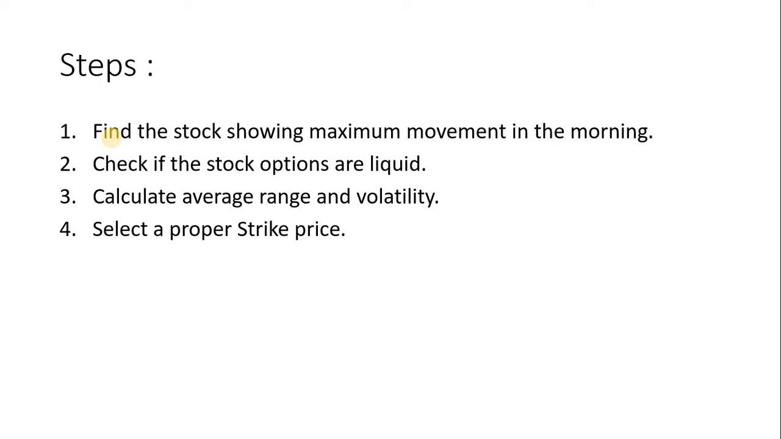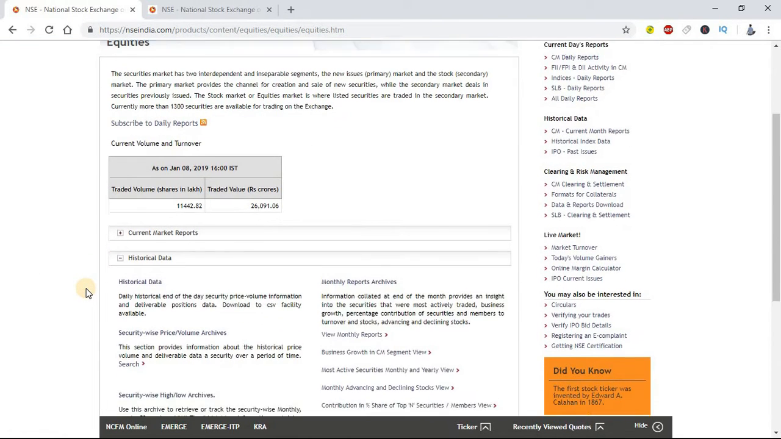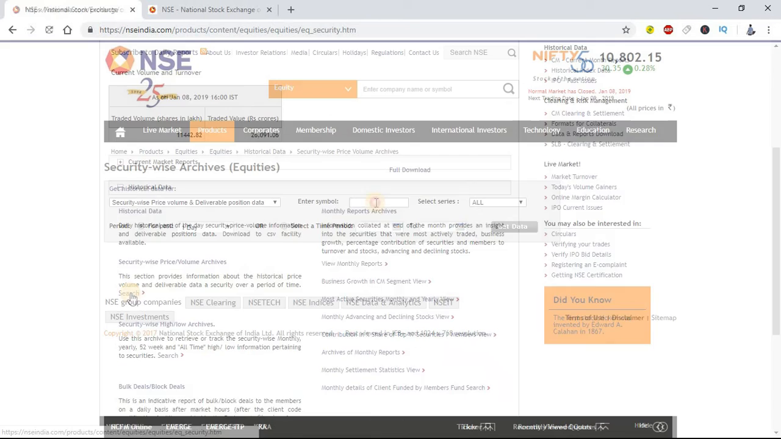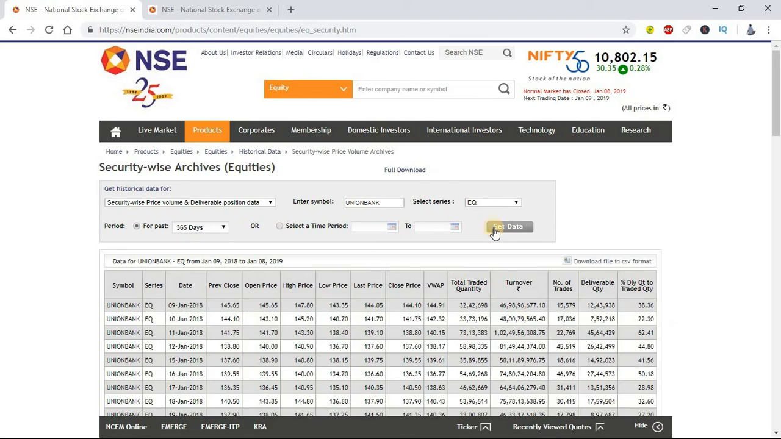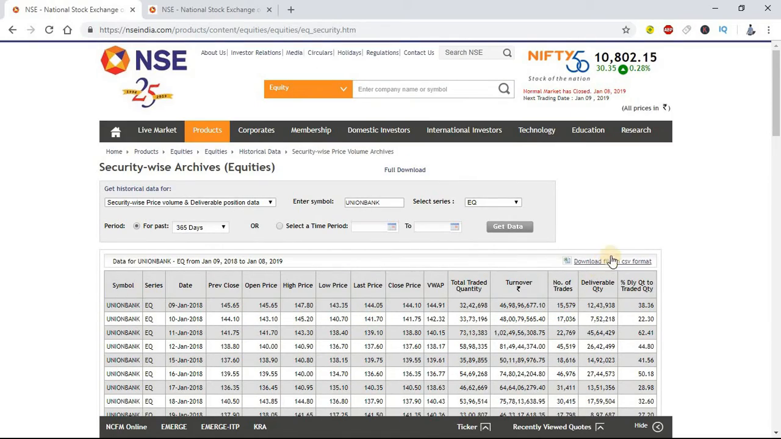The third step is to calculate average range and volatility. To calculate the average range of the stock, I need to get the historical data of that particular stock over the last year or the last 2 years. Go to products. Under products, click on equities. Under equities, go to historical data, and under historical data, go to security wise price volume archives. Over here, type Union Bank. Select the series as EQ, which is equity, for the past 1 year. Get data. This is the data for Union Bank for the past year. You can simply download this data by clicking over here.